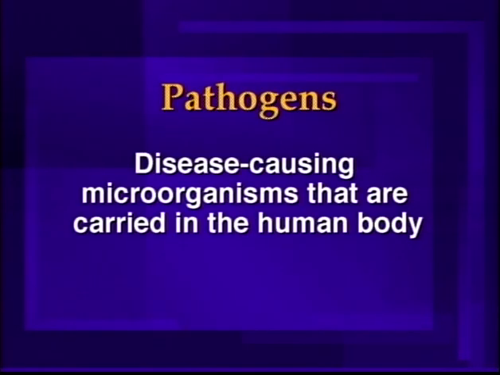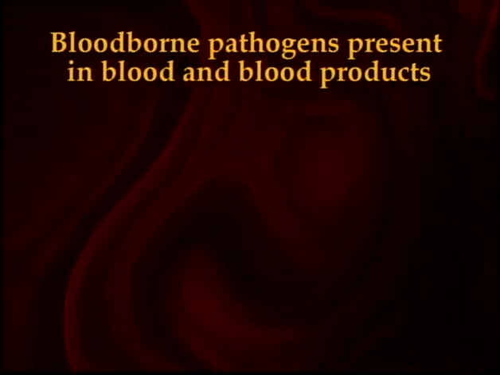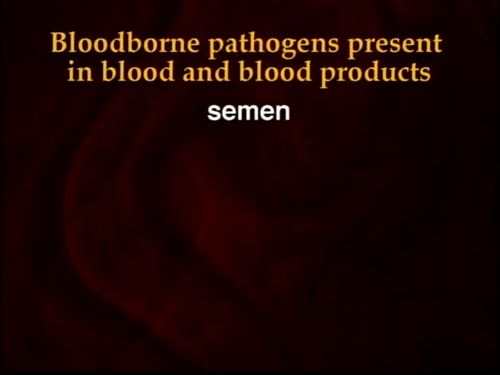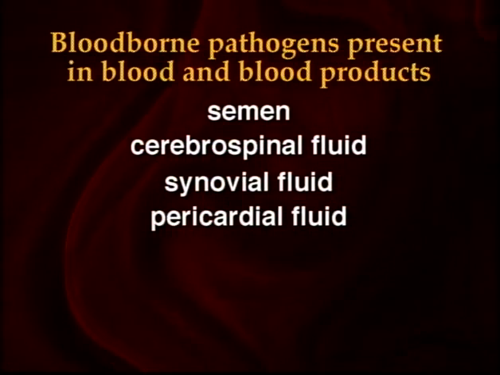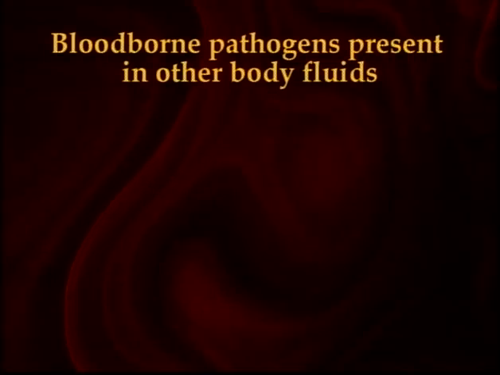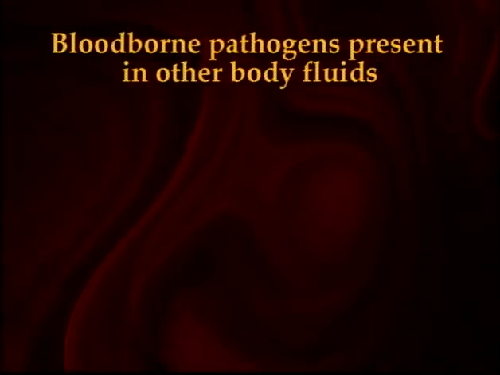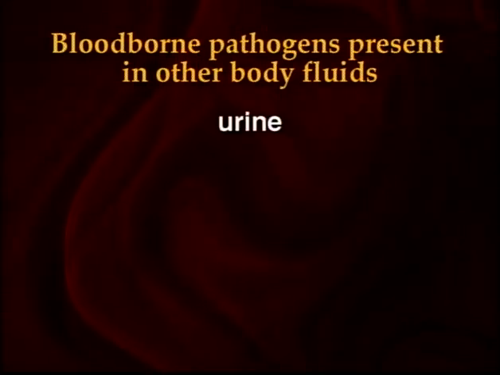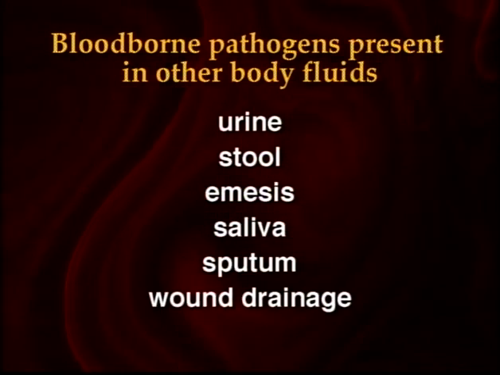Pathogens are disease-causing microorganisms that are carried in the human body. Bloodborne pathogens are present in the blood and blood products and other body fluids, including semen, cerebrospinal fluid, synovial fluid, pericardial fluid, amniotic fluid, and vaginal drainage. Bloodborne pathogens can also be found in other body fluids if they are visibly contaminated with blood. These fluids include urine, stool, emesis, saliva, sputum, and wound drainage.